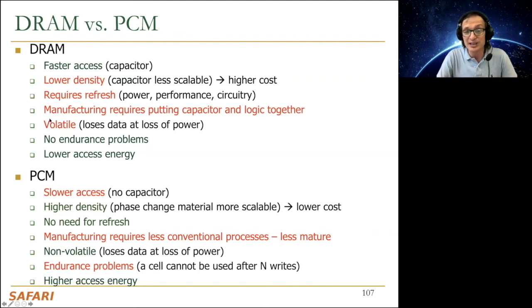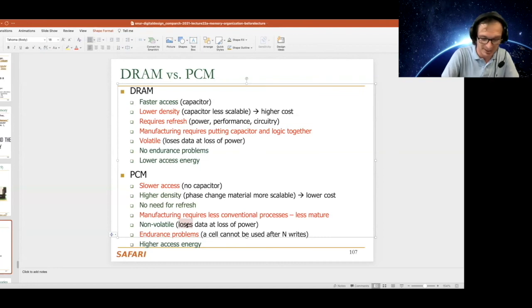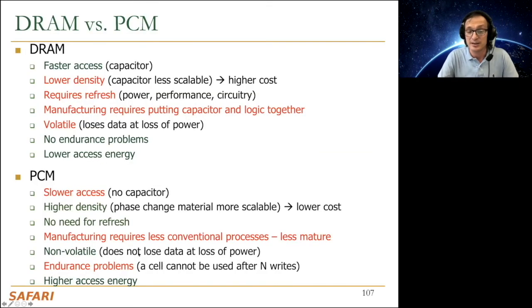Now, DRAM is volatile. It loses data at loss of power. PCM is non-volatile. So it does not lose data, right? This should be does not lose data. I don't know why it loses data over here. And this is good because now you can actually power things off and your data still remains in memory. And that could be a good thing or a bad thing depending on what you use that memory for, right?